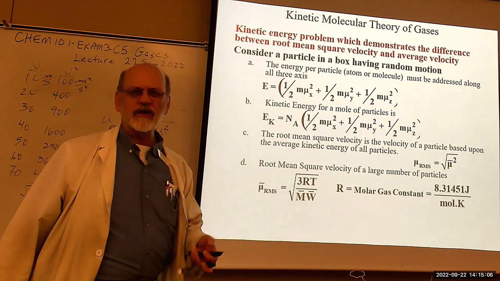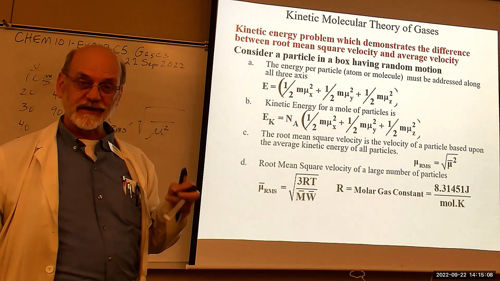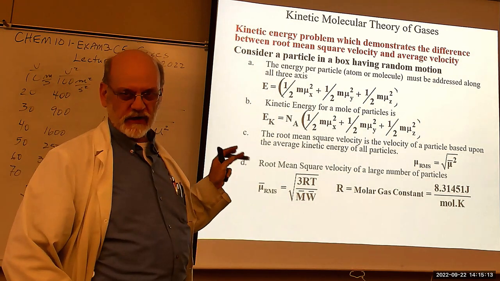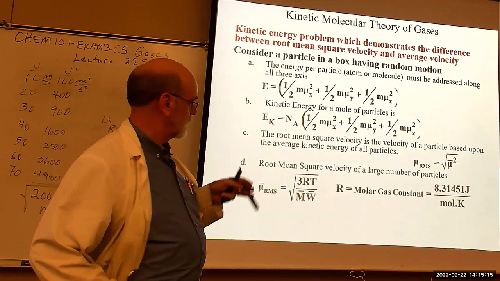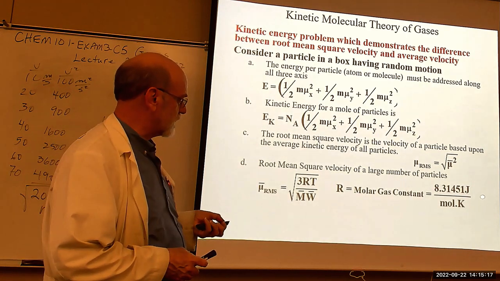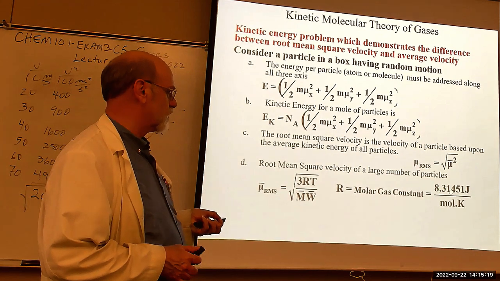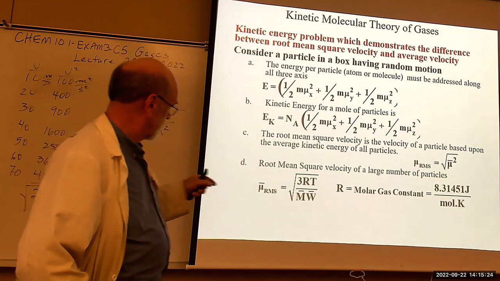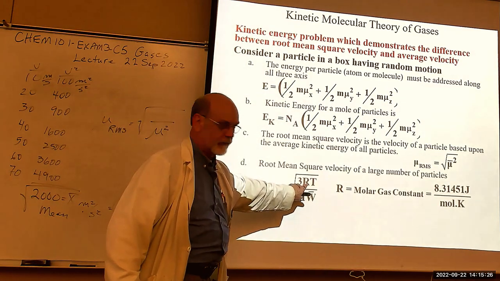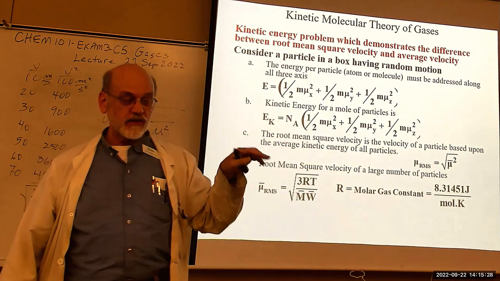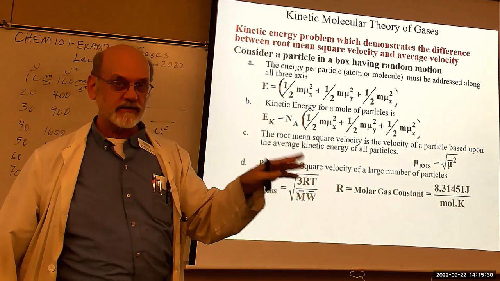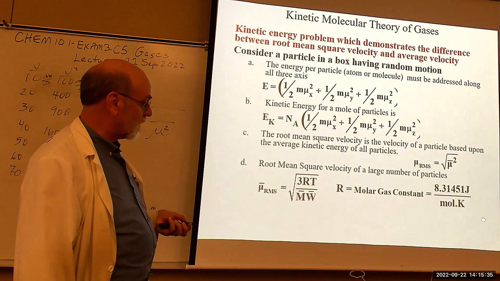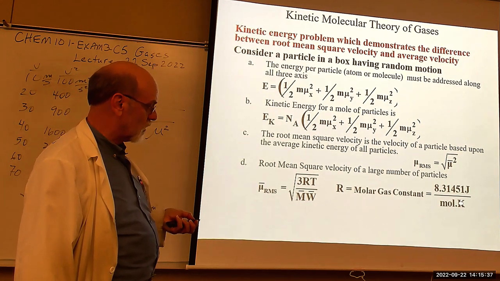Now, I said we were going to only be using 0.08206 liter atmospheres per mole K. We do have to use this other version of the R simply because we need energy in there. So 8.3145 joule per mole K is the value that we use for this R right here. And that value is in the useful information, so you don't have to memorize it. You just need to recognize it, primarily based upon the units, joules per mole K.